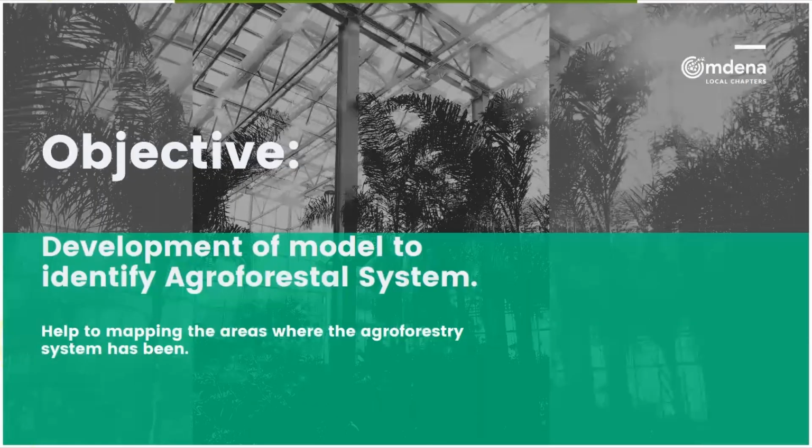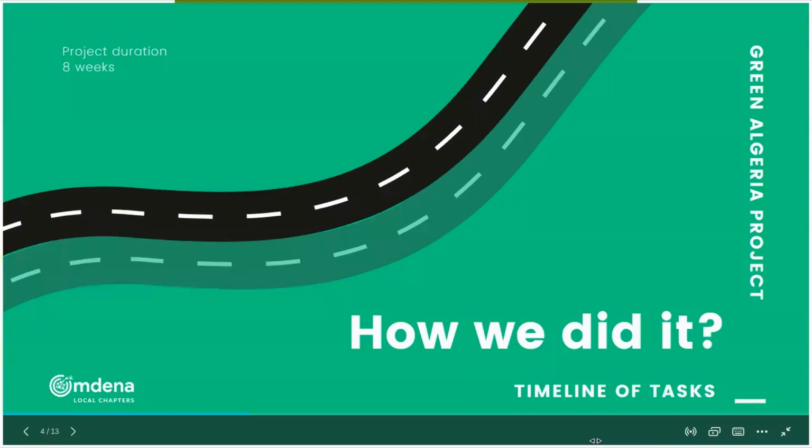The objective was to develop a model to identify agroforestry systems and help map areas where they have been established. For this, we used orthophoto mosaics, which are similar to aerial or satellite images with very high spatial resolution. With this idea in mind, several models were developed to identify agroforestry systems within remote sensing images. The project took 8 weeks.